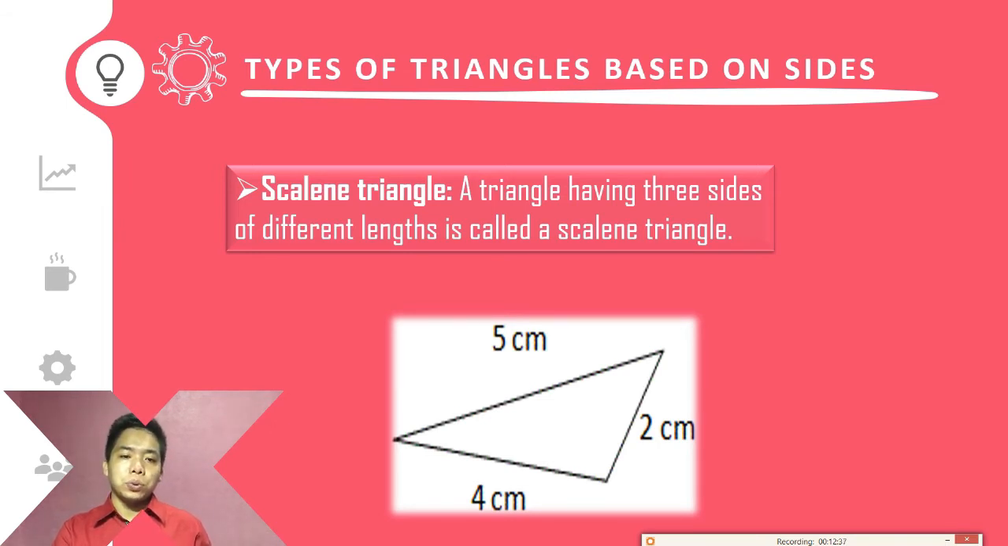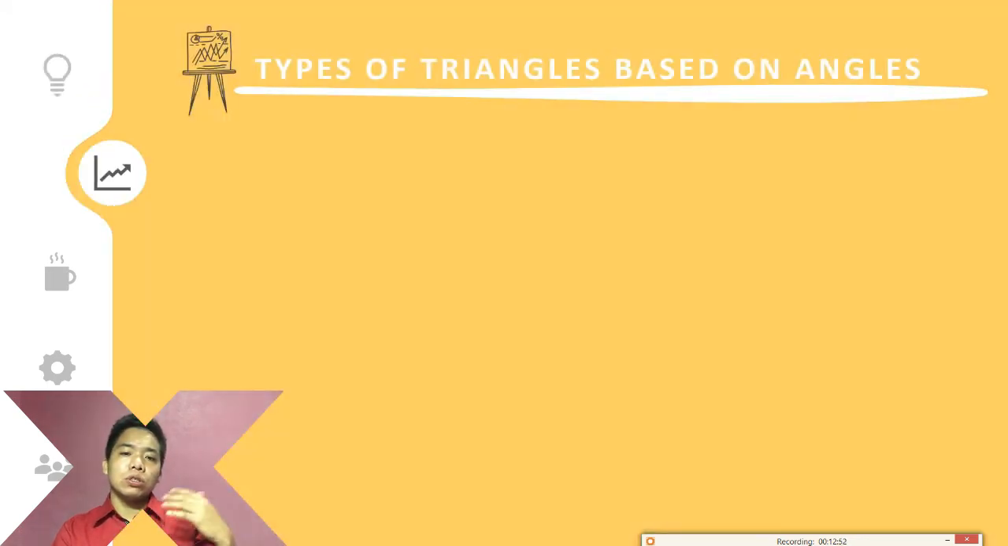So equilateral 3 sides, isosceles 2 sides, scalene no sides of equal length. Those are the 3 types of triangles based on sides. Now we'll proceed to types of triangles based on angles.